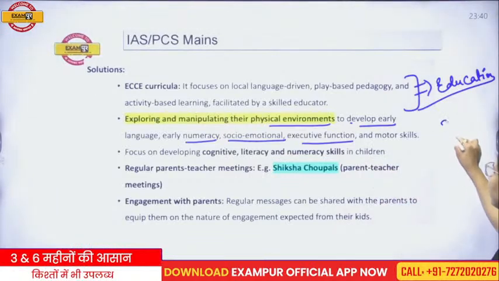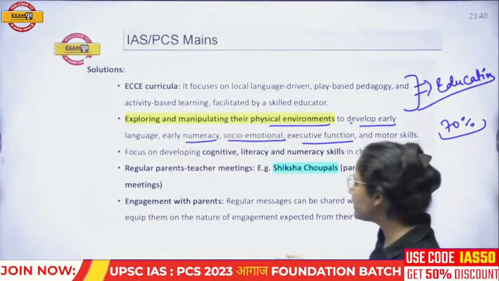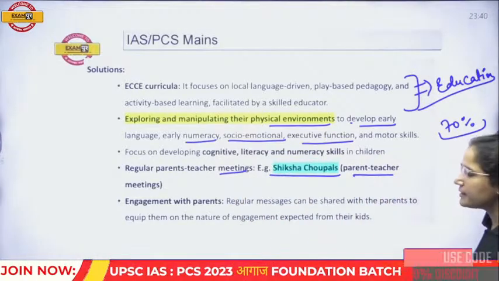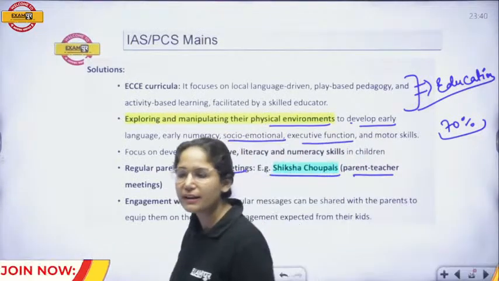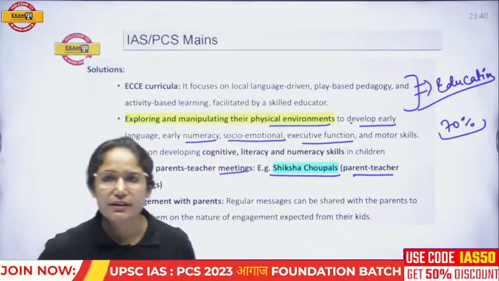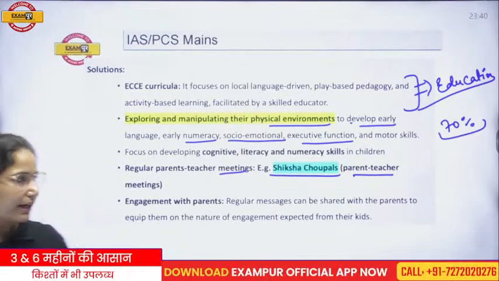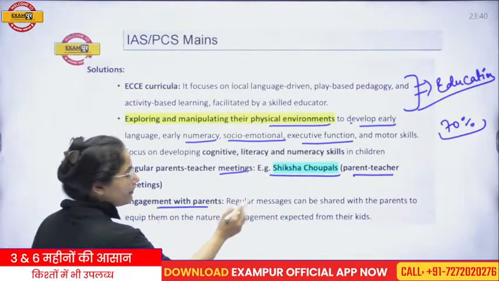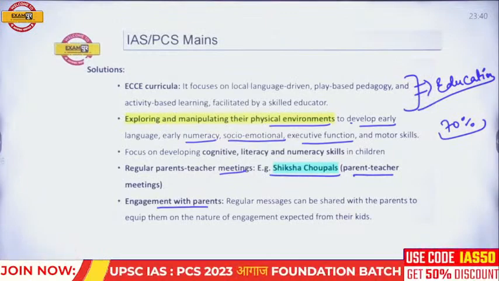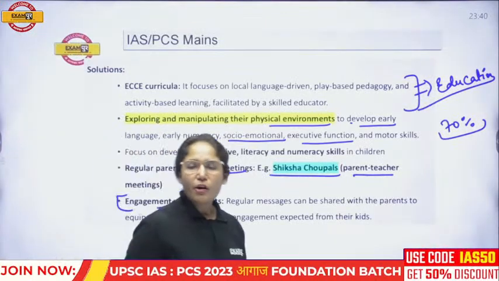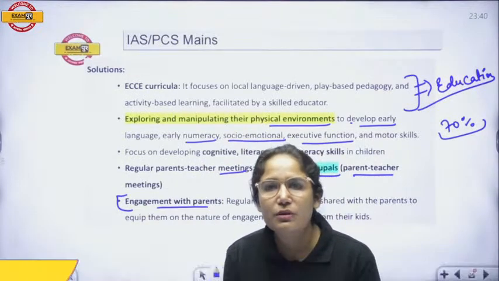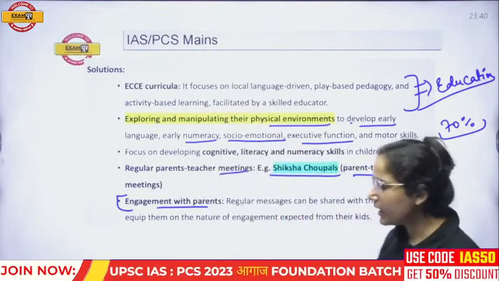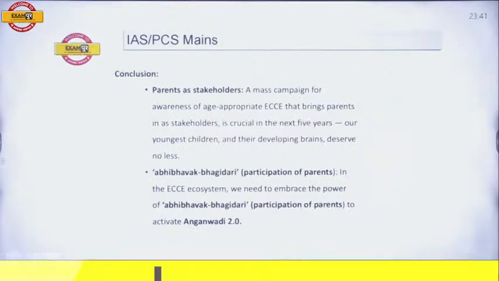And under this ratio, 70% of the population, 70% of children are under this. Regular parent-teacher meetings, Shiksha Chopal, parent-teacher meetings. Getting my point? So that you can take feedback and do a check and balance whether everything is going correctly or not, whether everything is going in balance or not. Engagement with the parents. Regular messages can be shared with parents so that parents get to know about the performance of the children, and feedback would be accompanied in the same way that private schools are doing. And productivity comes into consideration.